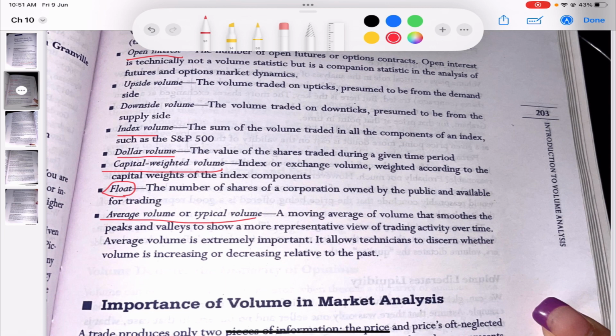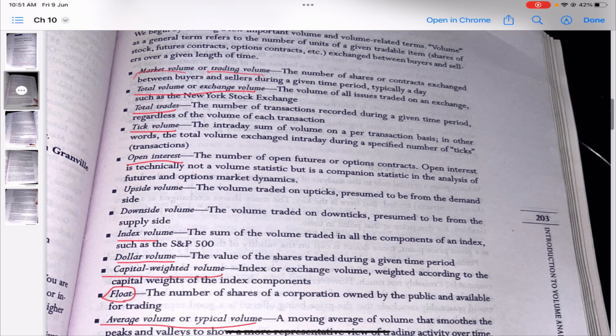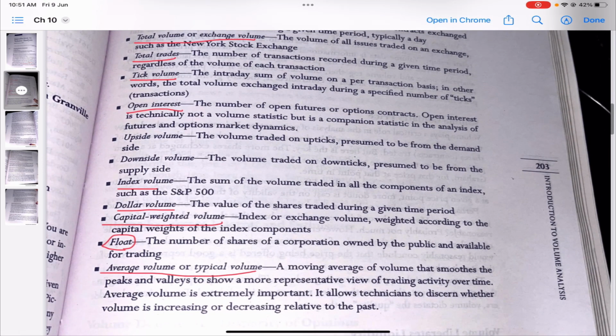So average of volume, you know what is average, and you know how to calculate simple moving average. We saw that in the previous chapter. So average volume is again the average of the volume. It is also known as the typical volume. I hope these concepts are clear. What is market volume, what is total volume, total trades, tick volume, open interest, all of these.